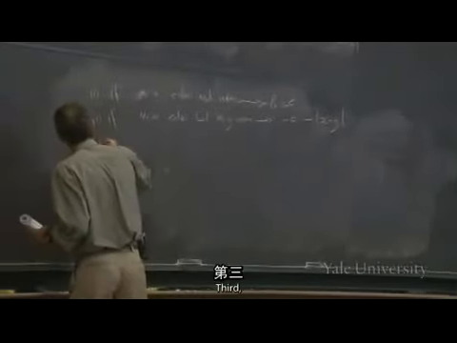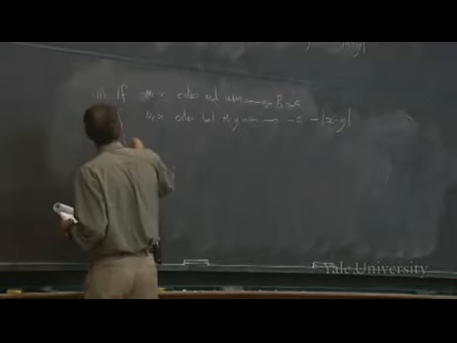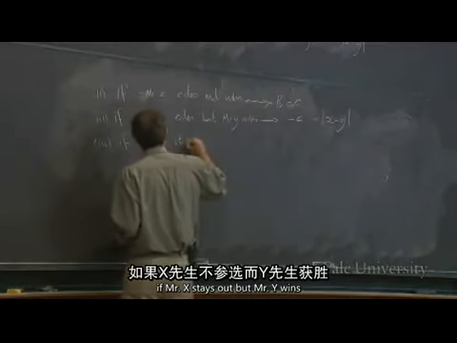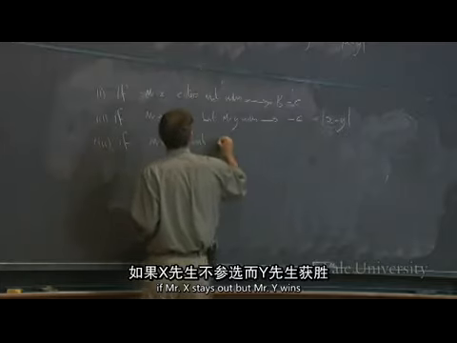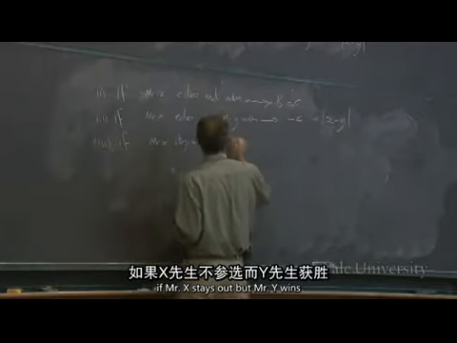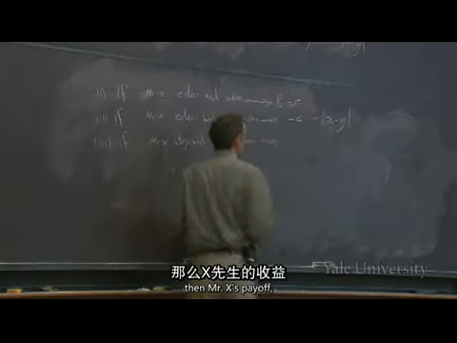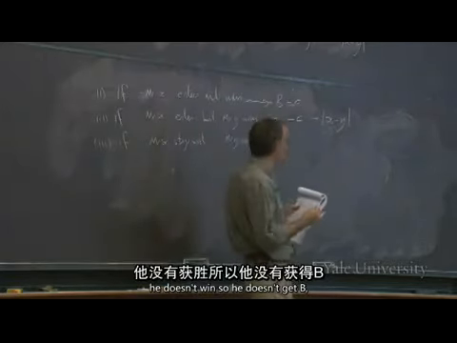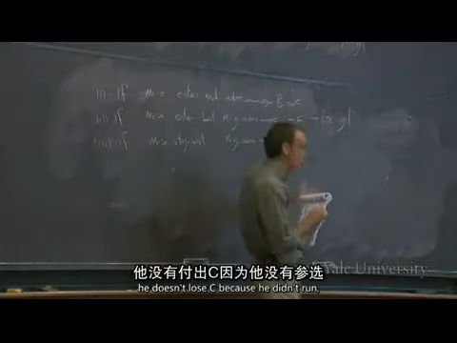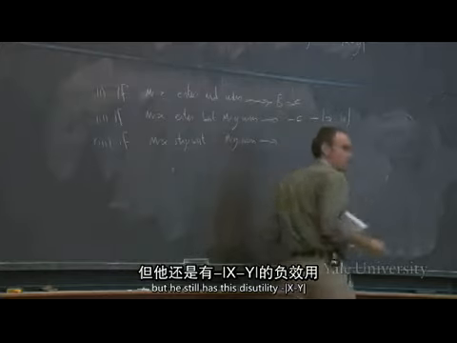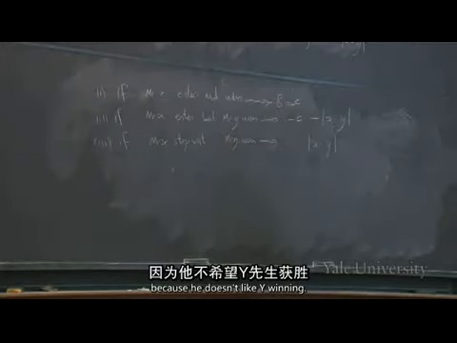Right? And third, if Mr. X stays out, but Mr. Y wins, then Mr. X's payoff, he doesn't win, he doesn't get B, he doesn't lose C because he didn't run, but he still has this disutility, minus X minus Y, because he doesn't like Y winning.